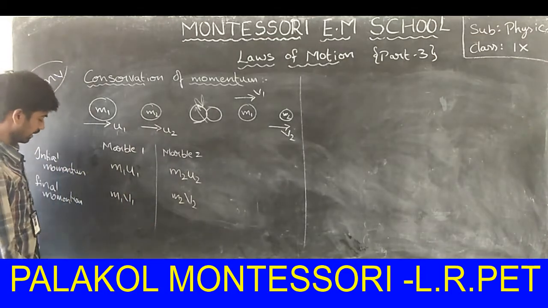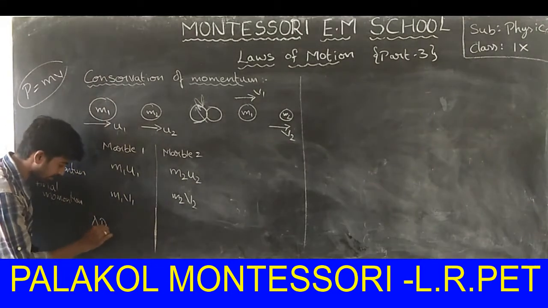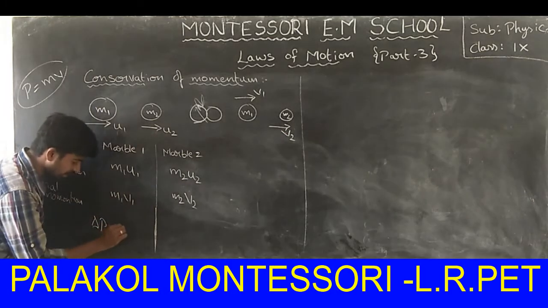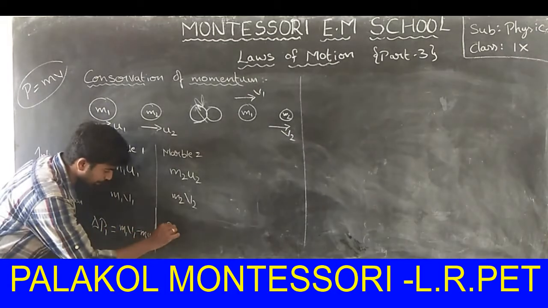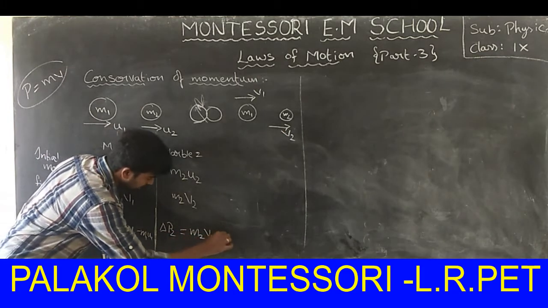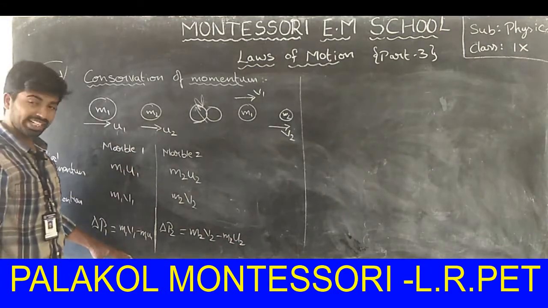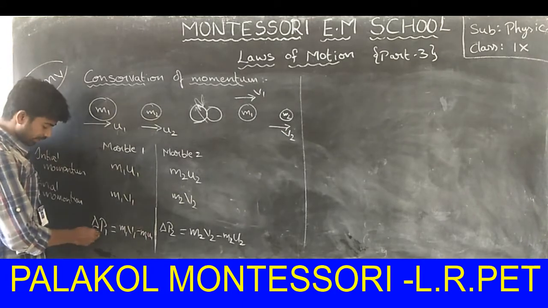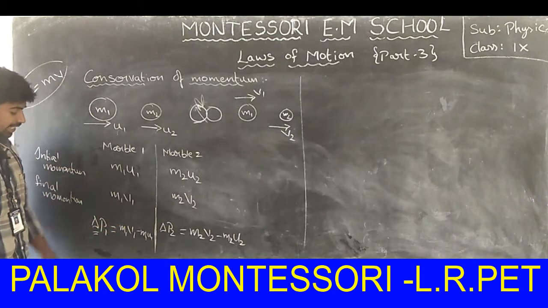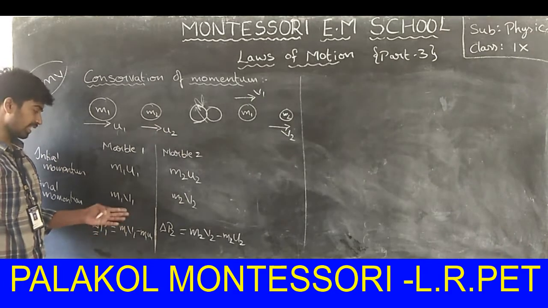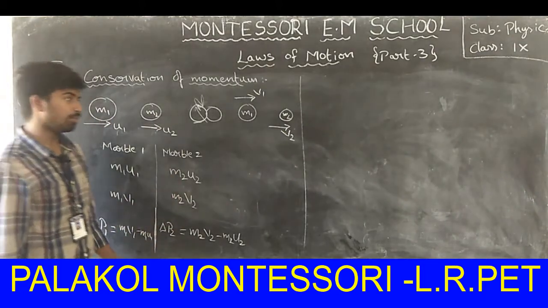So let us find the change in momentum. The change in momentum of the first object, delta p1, is m1 v1 minus m1 u1, final minus initial. Delta p2 is m2 v2 minus m2 u2. Change is denoted with delta. P is the momentum, delta p is the change in momentum. The change for marble 1 is m1 v1 minus m1 u1, and for marble 2 it is m2 v2 minus m2 u2.